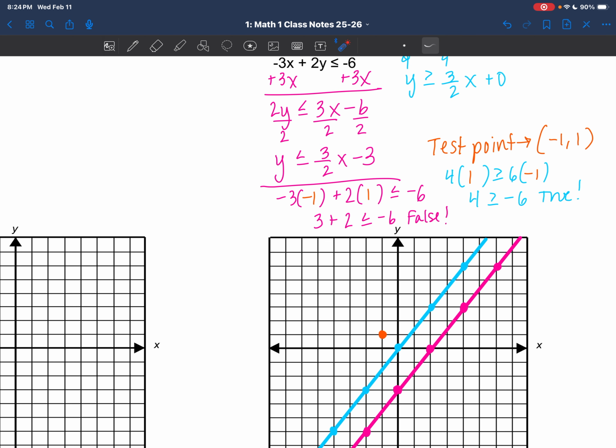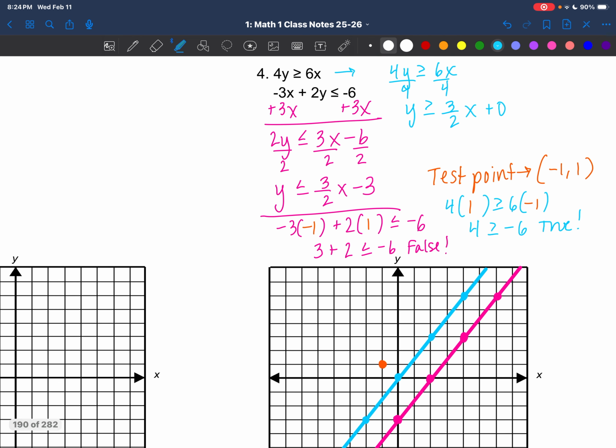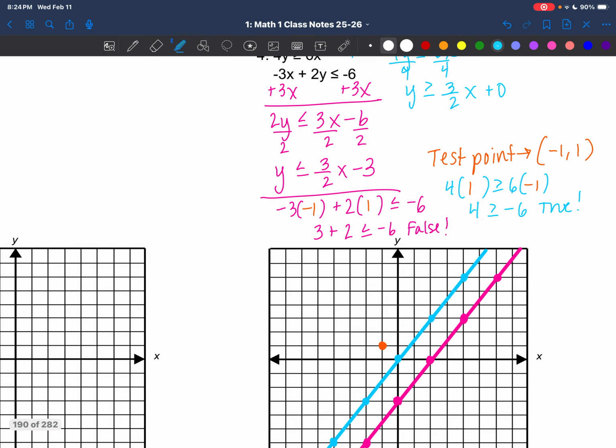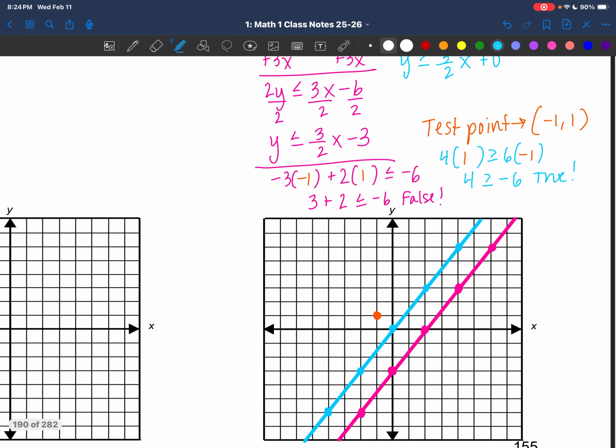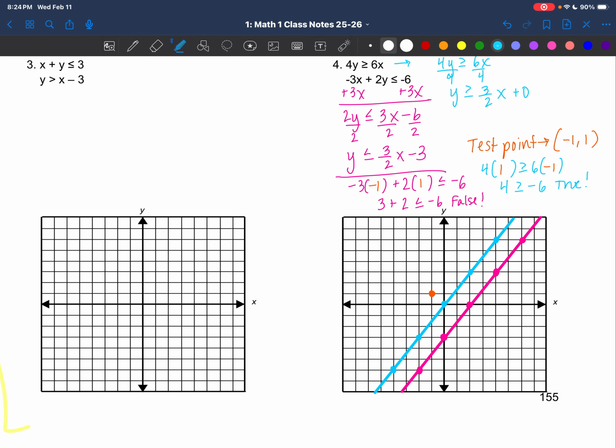So let's see what direction we can shade. So when I did 1, -1, then I got true, so I'm going to shade that direction. Okay, and then now let's look at pink.